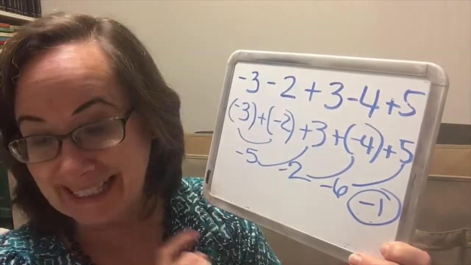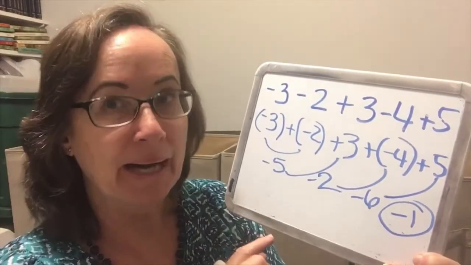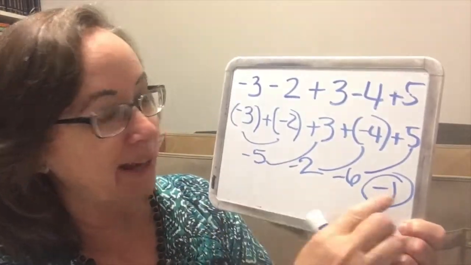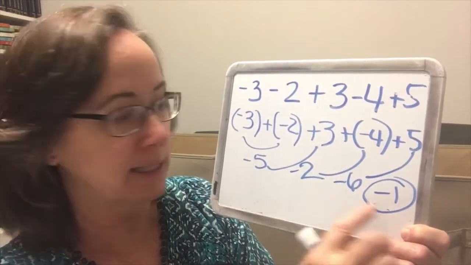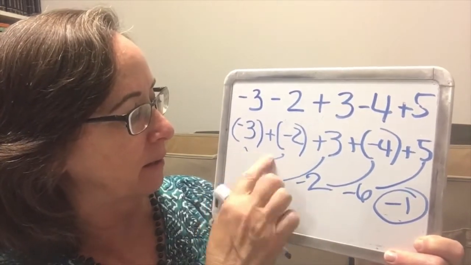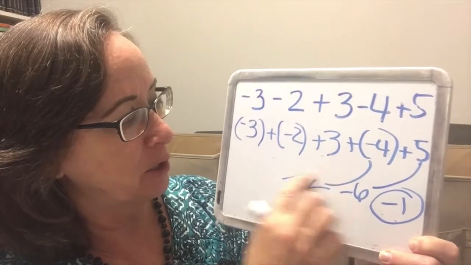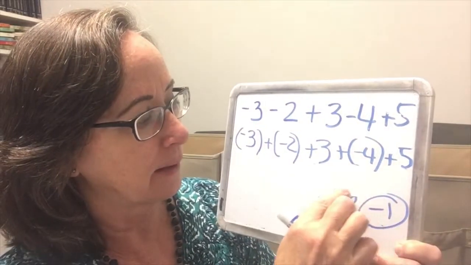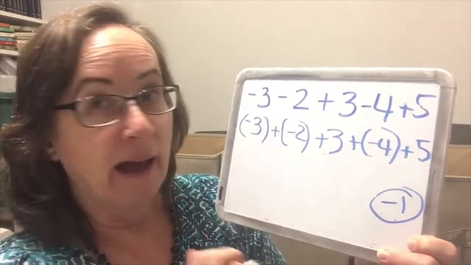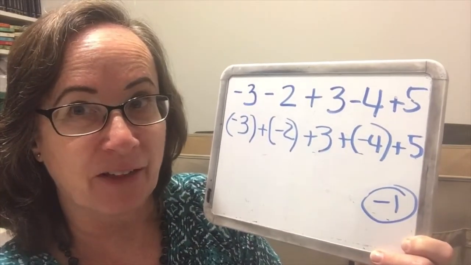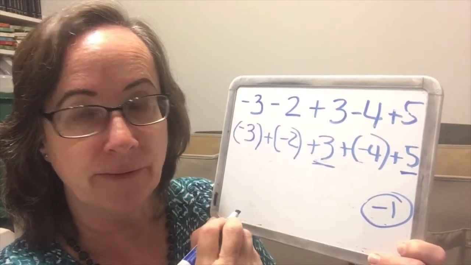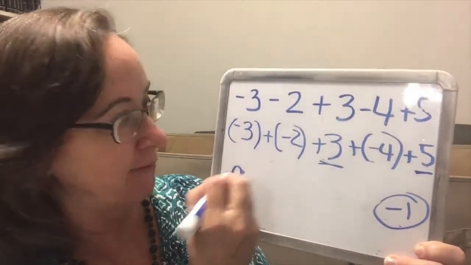Now we're going to do the same problem, but we're not going to do it in the same order. So now that I've already done it left to right, I know it's -1. I'm going to erase all this work, and I'm going to show you a different way to do the problem. I'm going to add all the positives together first. Well, I have a +3 and a +5, so I'm going to get a +8.